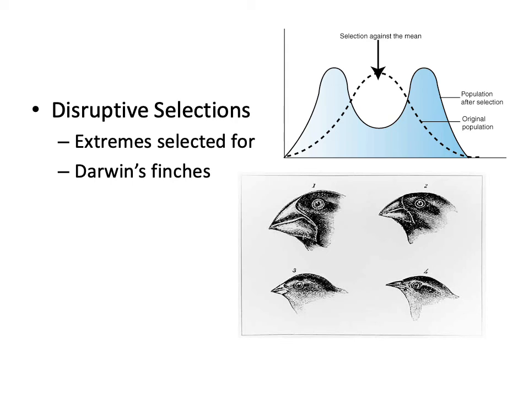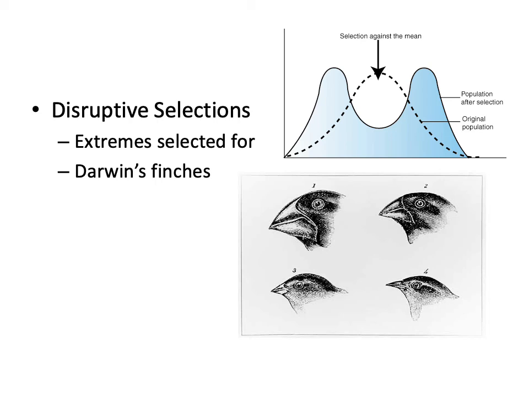But when droughts came and it stopped raining, there were only two kinds of seeds that survived on these islands. Very large seeds and very small seeds. And so the populations of finches changed. There were some species that had bigger beaks, and the beaks became bigger. The bigger size was selected for.